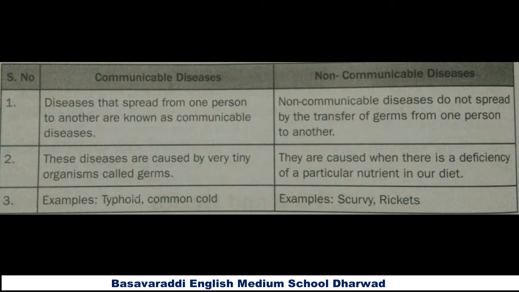Next, in non-communicable diseases, non-communicable diseases do not spread by the transfer of germs from one person to another. They are caused when there is a deficiency of a particular nutrient in our diet. Examples, scurvy, rickets. Okay, the next question.